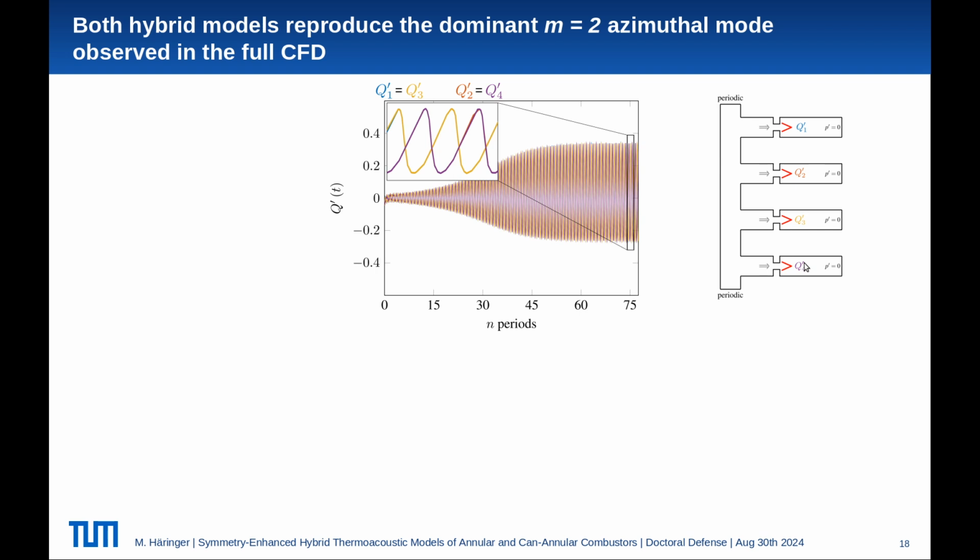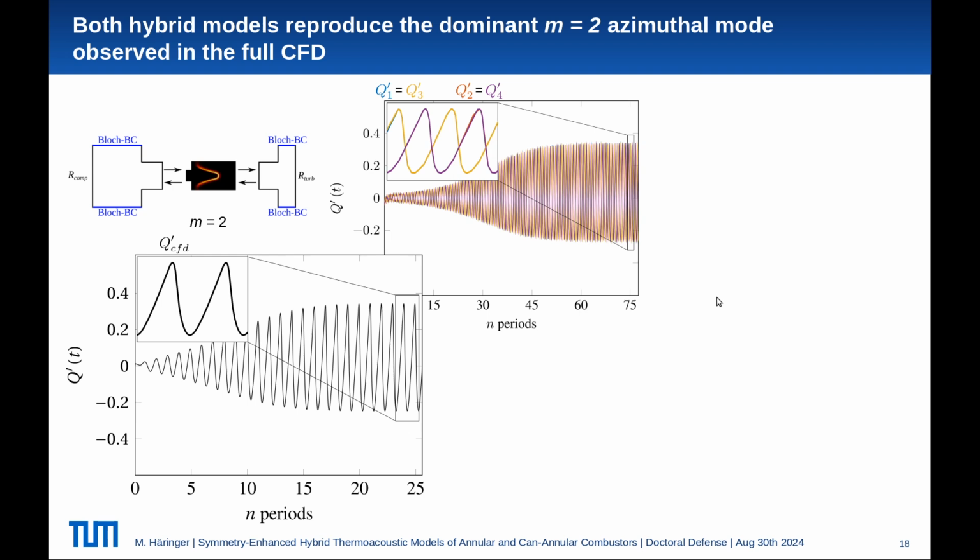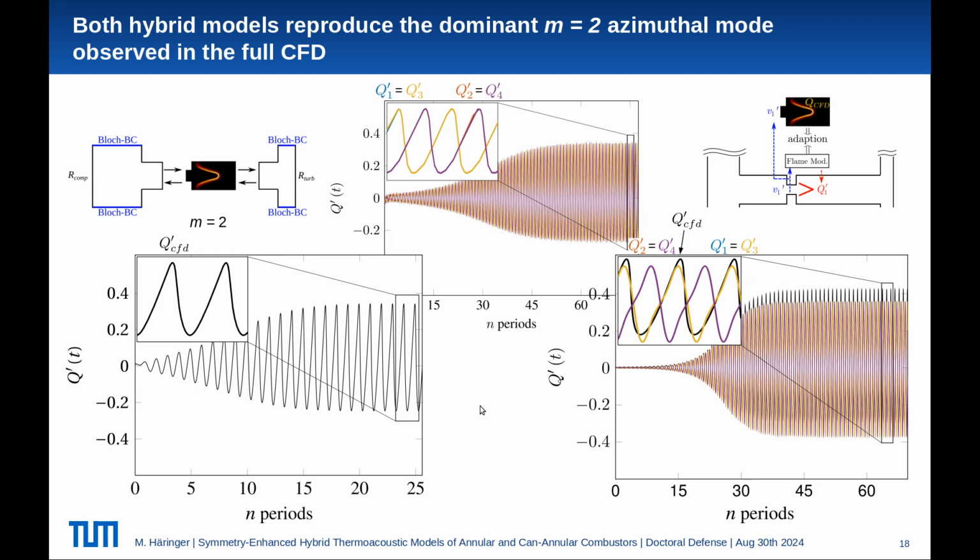Let's first start with the generic laminar n equals 4 cannular burner. In the full CFD, we observe a stable limit cycle of an m equals 2 azimuthal mode. And if we compare that with the Bloch model, now for m equals 2, we see a very similar trend, and we also see the same trend for the ROLEX model.